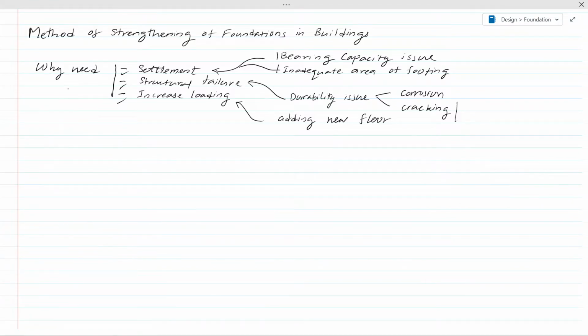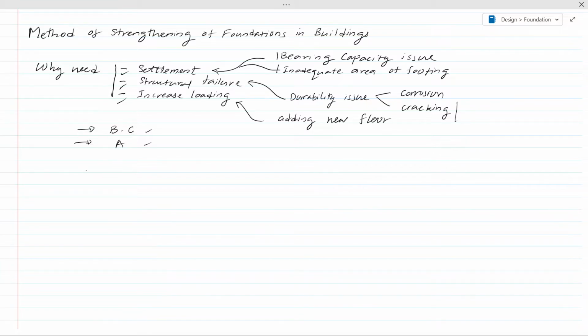Let's see how we can do the strengthening. As we discussed, now we know what to do. Now we can do two things. First, we have to increase the bearing capacity. Second, we can increase the area of the footing. These two things we can do. Area of the footing we can increase, bearing capacity we can increase.